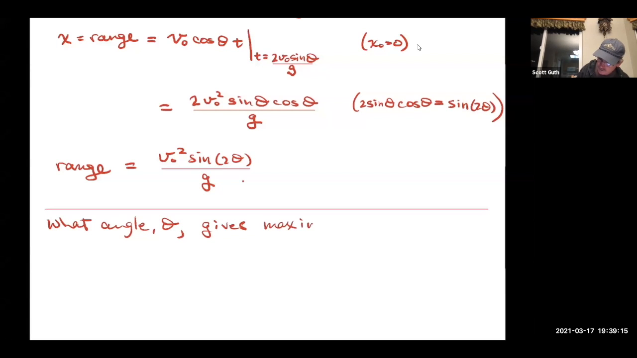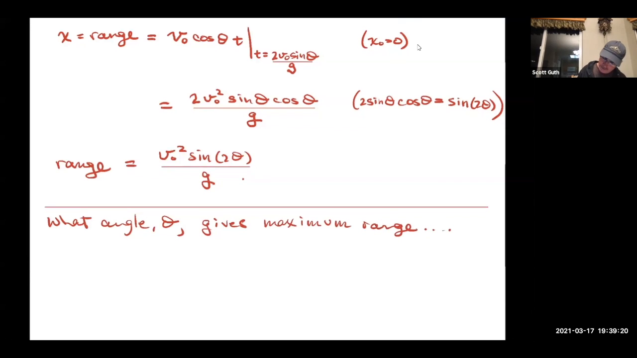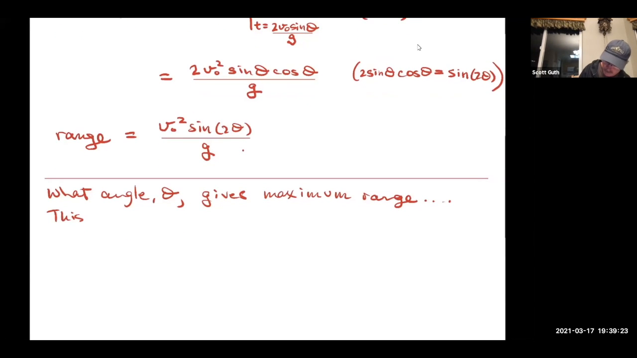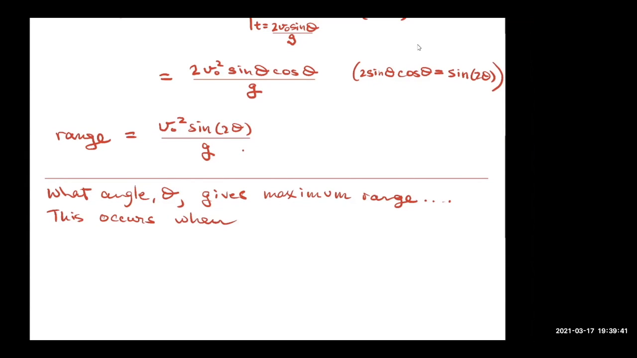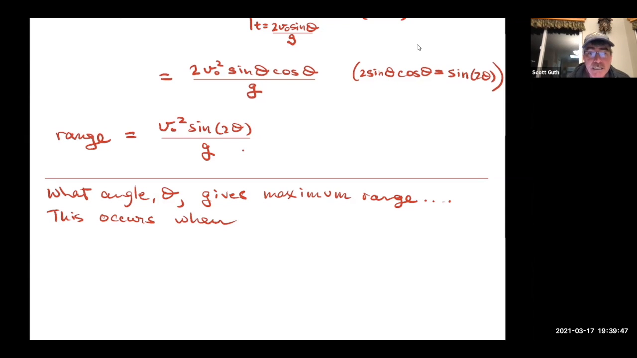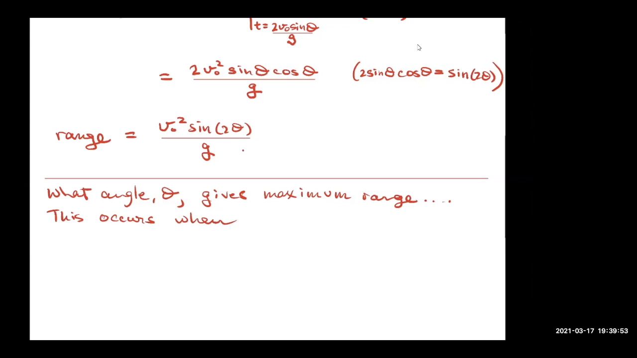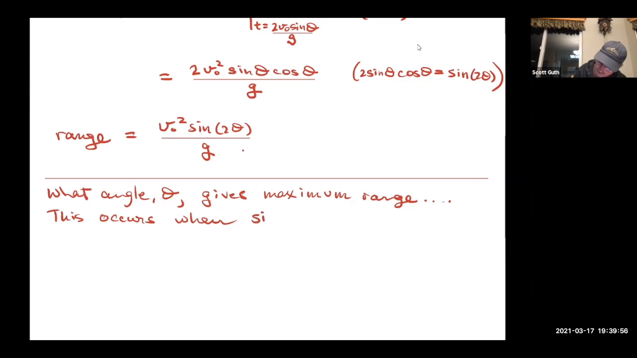This is easy. You don't need to take a derivative. What should we do? The derivative is 0. Yeah, so what we want is sine of 2 theta as big as it can be, which is when sine of 2 theta is 1. You're never going to get any bigger.